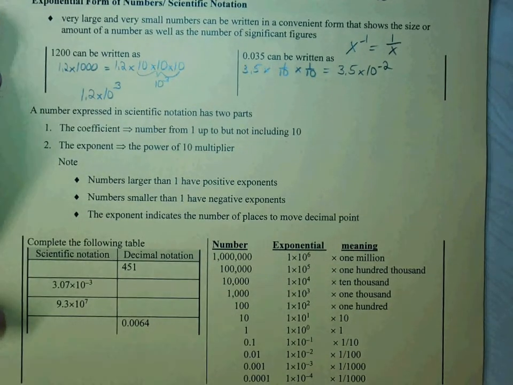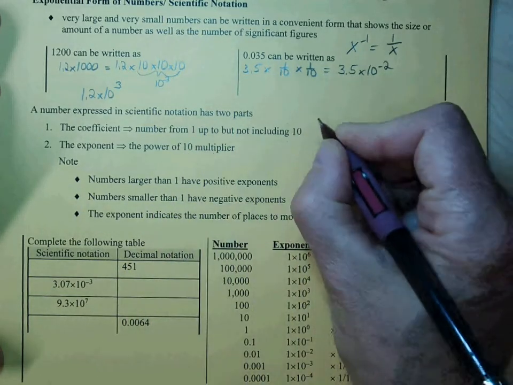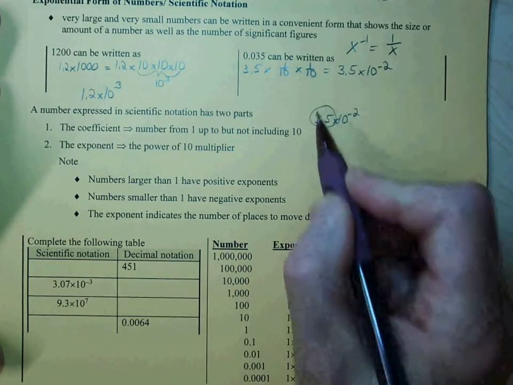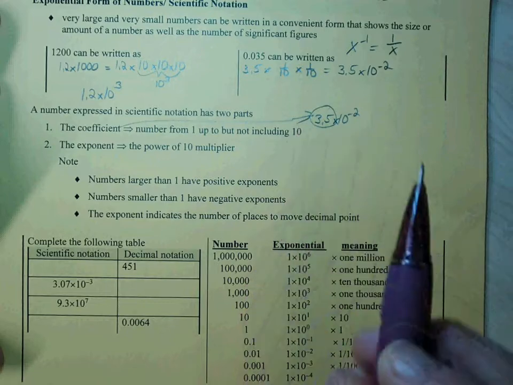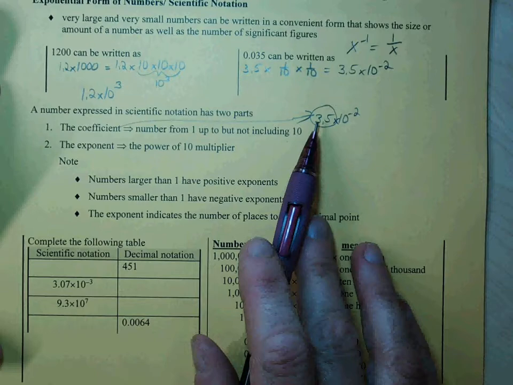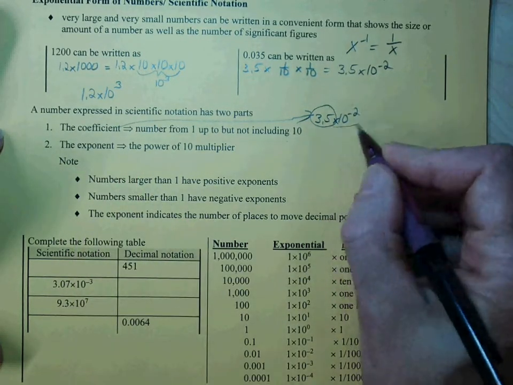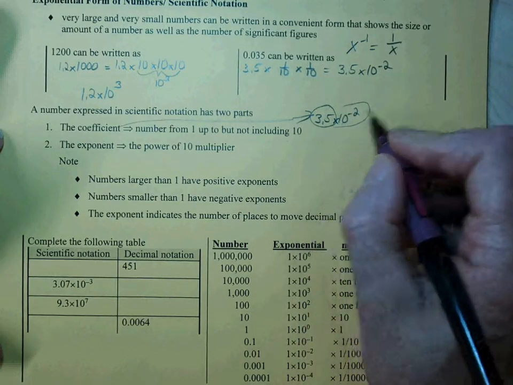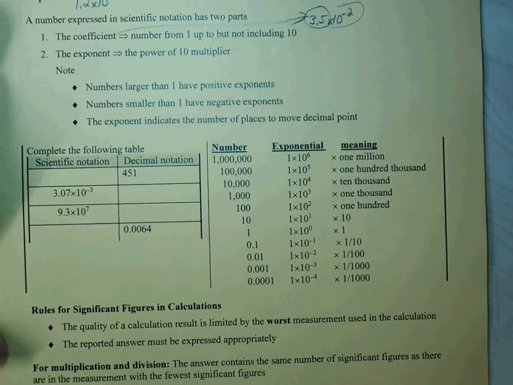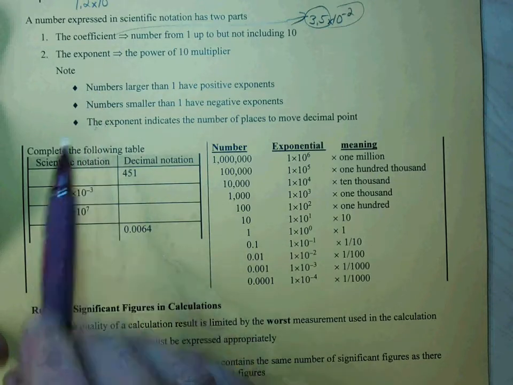Any number expressed in scientific notation has 2 different parts. If we look at 3.5 times 10 to the minus 2, the first part is our coefficient. It's a number from 1 up to, but not including 10, so 1 to 9 point whatever. The exponent is going to be this power of 10 multiplier. Now, we can easily convert back and forth between decimal and scientific notation, keeping in mind these rules.